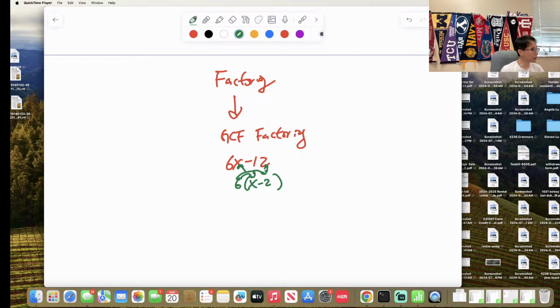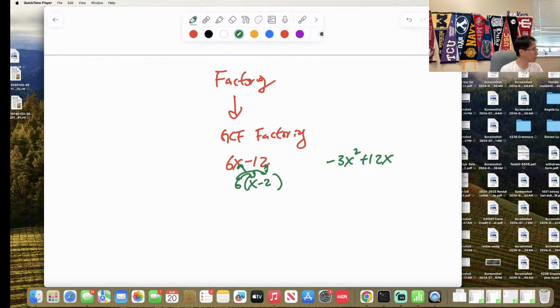Also, something you need to know, pretty important for the future: a lot of times you want to factor out a leading coefficient that's negative. Now, your teacher might not talk about this a lot, but if you have something like this, what is the GCF here?